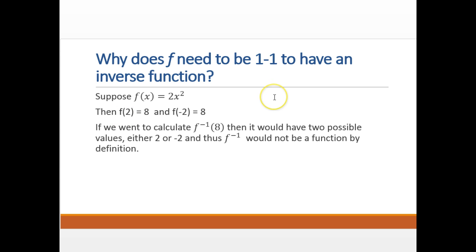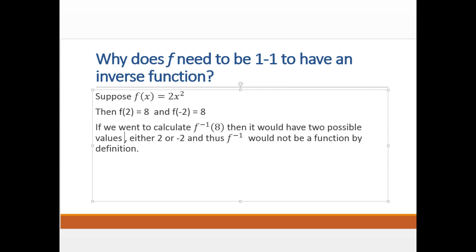So why does f need to be one-to-one to have an inverse? Suppose f of x equals 2x squared. Then f of 2 is 8, and f of negative 2 is 8. If we calculate f inverse, then it would be possible to have two values, either 2 or negative 2, and thus f inverse would not be a function by definition. In other words, f inverse of 8 would either be 2 or negative 2, because remember the inverse function goes in the other direction.